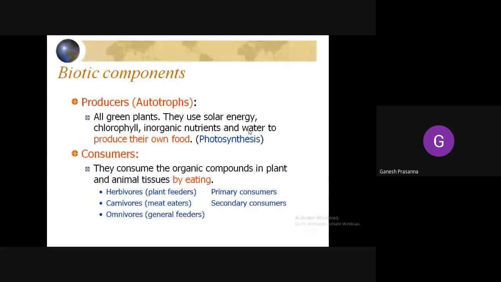Coming to the biotic components, there are two important biotic components: the producers and the consumers. Producers are the autotrophs. All green plants use solar energy, chlorophyll, inorganic nutrients, and water to produce their own food. The process is called photosynthesis. On the other hand, consumers consume the organic compounds in plants and animals by eating. There are different ones: primary feeders, plant feeders, that is herbivores, which are primary consumers; carnivores, which are meat eaters, they are secondary consumers; and omnivores, which are the general feeders.